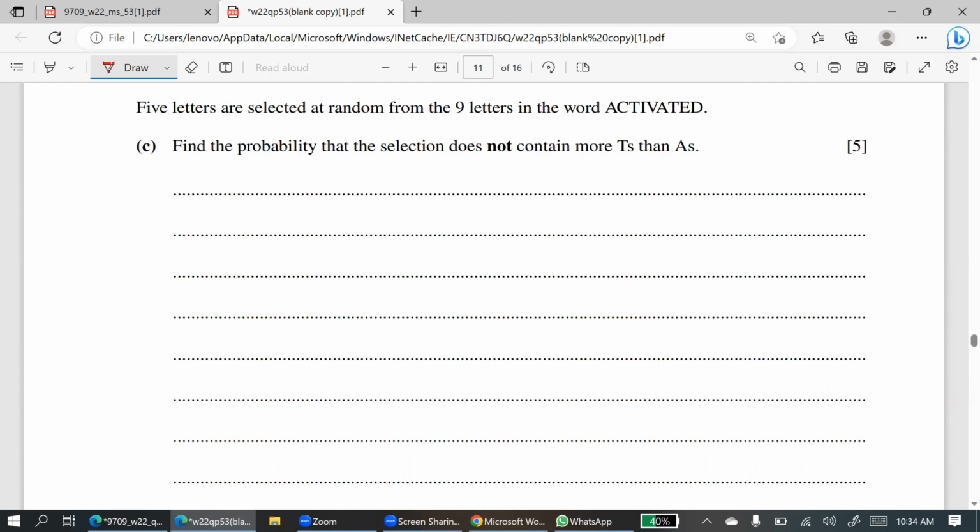अब ये देखें. अब वो कहता है कि फाइंड द प्रोबेबिलिटी द सिलेक्शन डज नॉट कंटेन मोर टीज देन एस. टी ज्यादा नहीं होने चाहिए ए से. अब हम कर लेते हैं, पहला केस हम बनाते हैं 1A 0T. So 1A is selected. Total 5 letters are required. Now 4 positions are empty still. For this A, we will write down 2C1. Okay.